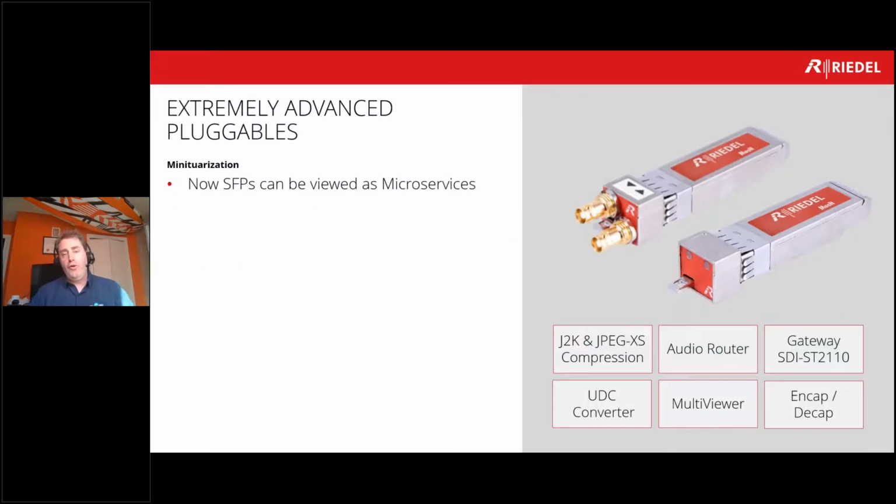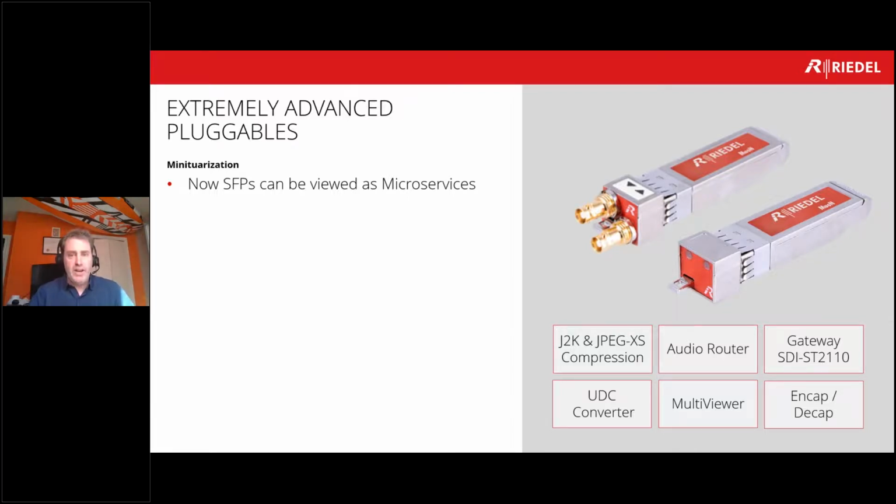The other extreme ones are able to do multiple functions. We pushed the envelope a little bit. We did NCAP and DCAP first, which is software defined, and then we pushed JPEG XS and J2K compression.